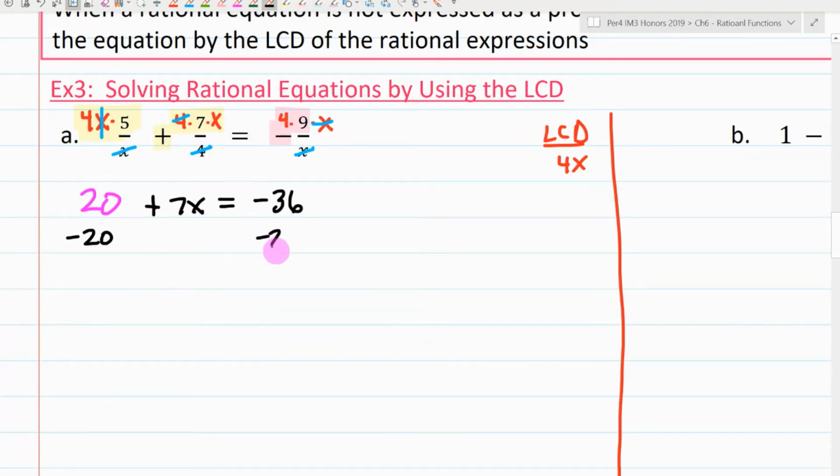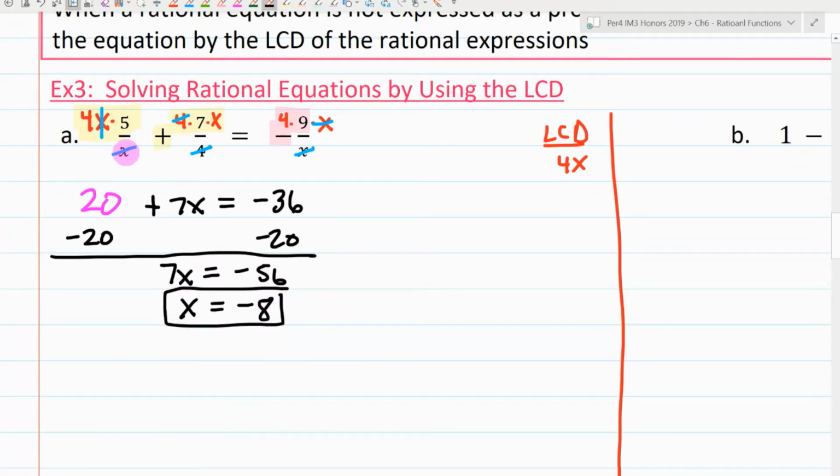All right, negative 20, subtract 20, I mean. And then x equals negative 8. Now you have to check your answers. We make sure that it doesn't make any of these equal to 0, the x, which it doesn't. Or as long as it doesn't make this equal to 0, you're fine. So x equals negative 8. Go ahead and try the next one.